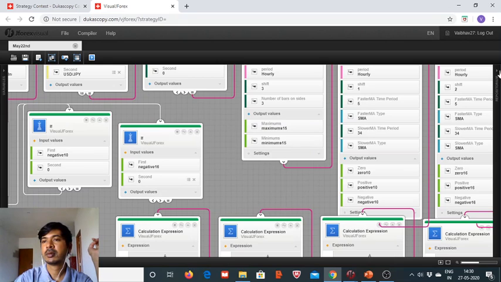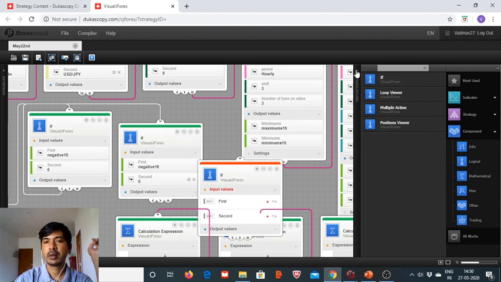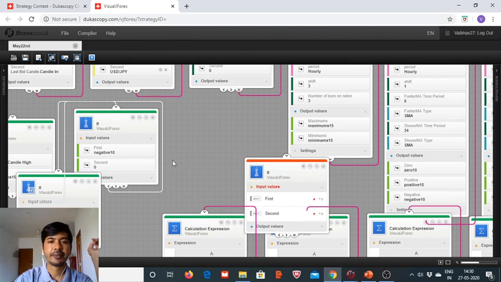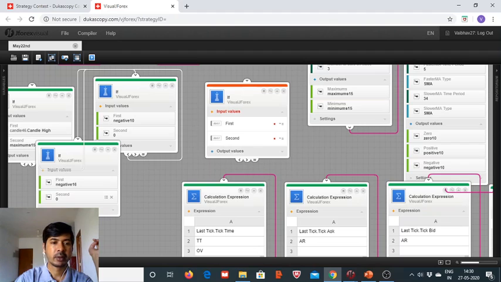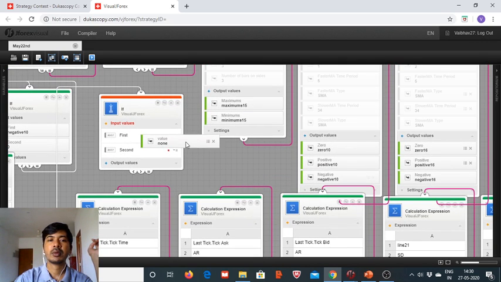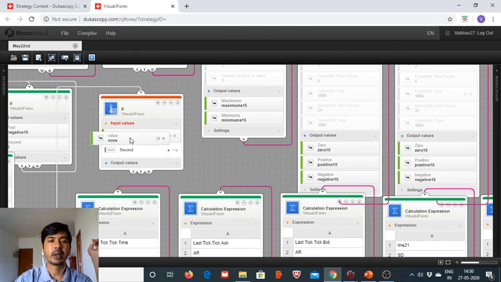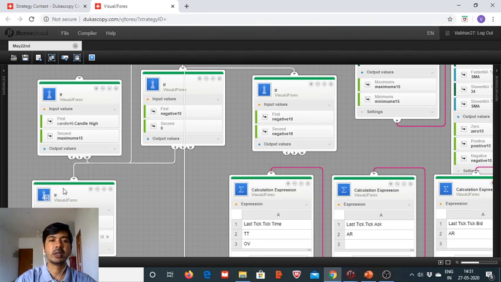And then negative 10 should be less than negative 16. So here first input less than the second input, then we take negative 10, which needs to be less than negative 16. So we have defined the awesome oscillator's conditions as well.